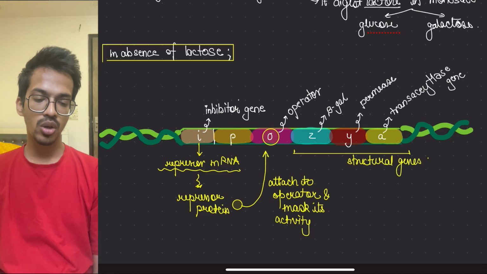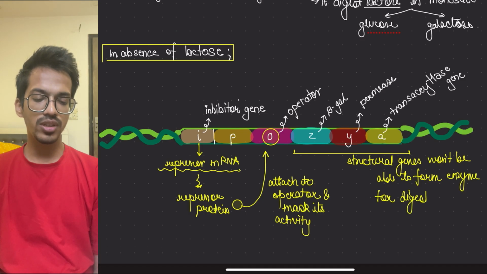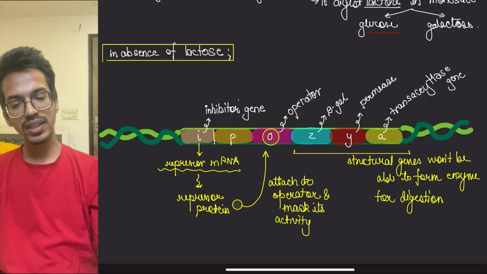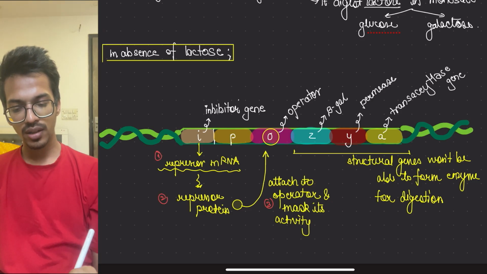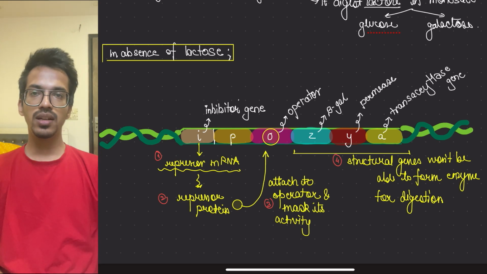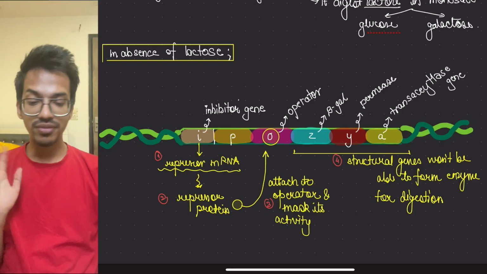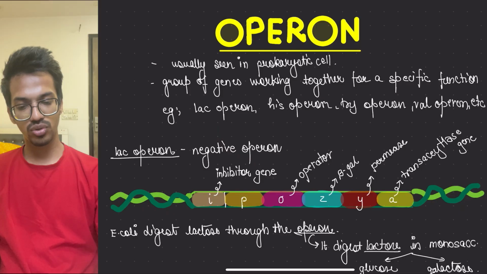Structural genes won't be able to form enzymes for digestion. So understand that it is not able to do its work. Okay, so what was the thing? If you see that first point, second point, third point and fourth point, simple as that. So negatively it is working at the normal time when there is no lactose. But what if lactose is present? Okay, so let's go to the next page.